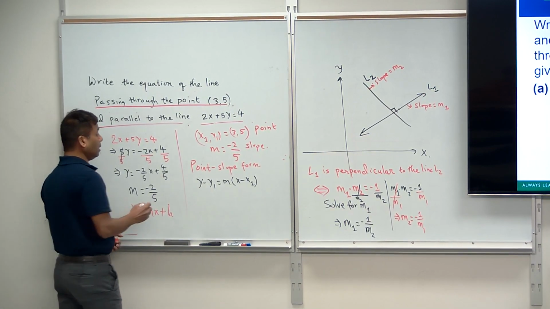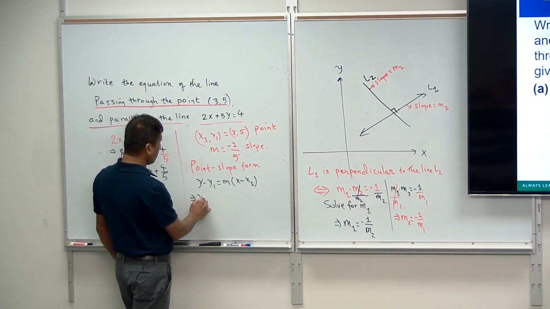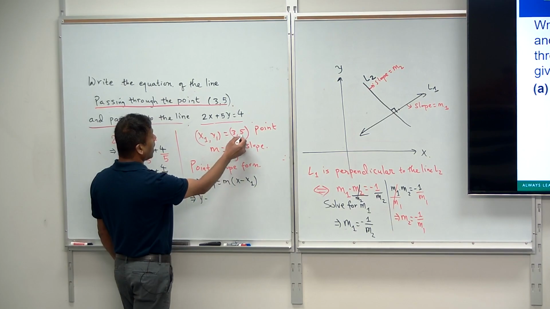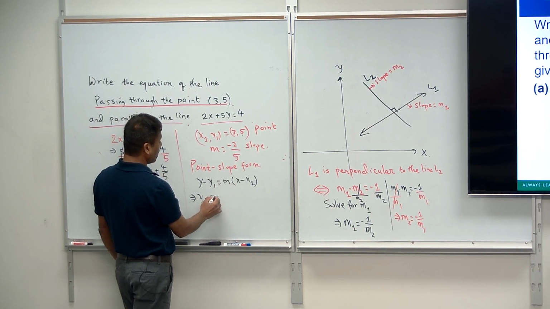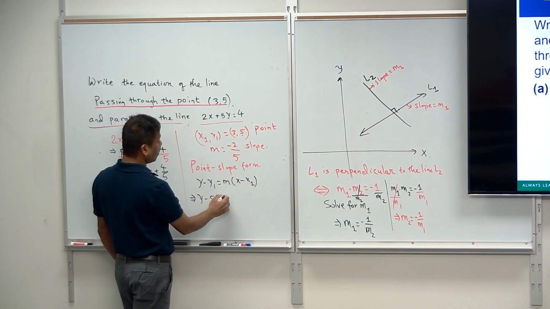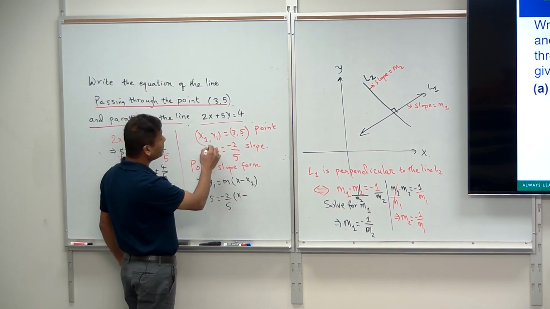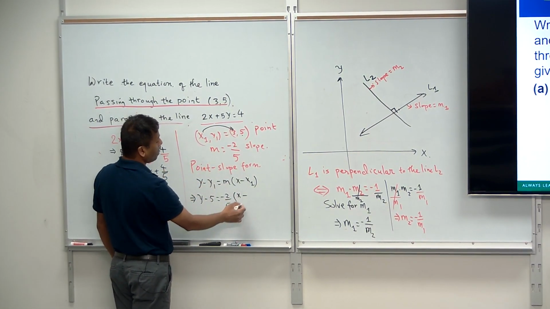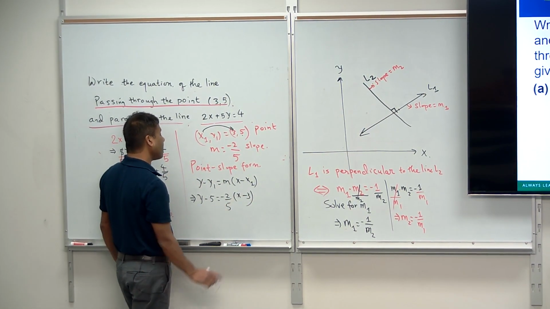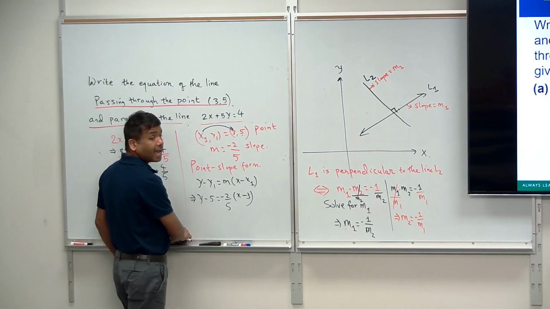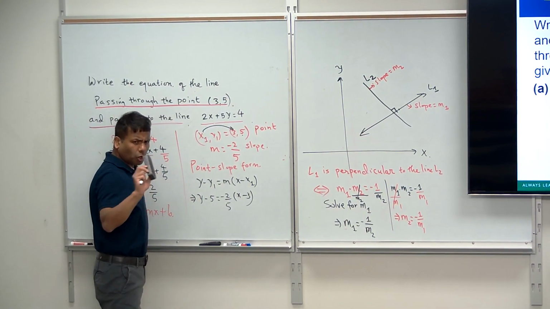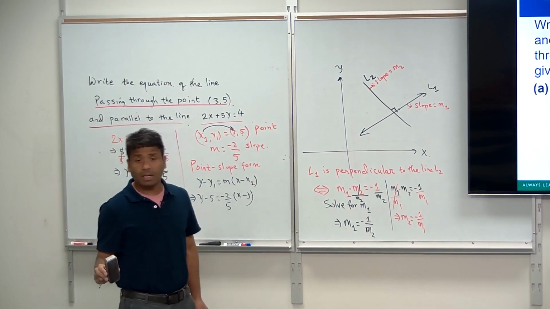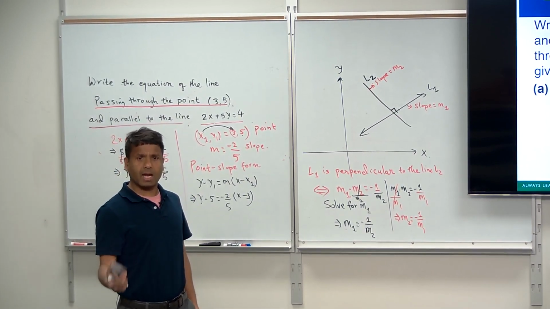So if you look here, that will be y minus, what is the value of y1? 5, equal to slope is negative 2 over 5, and x minus, what is the value of x1? 3. So now you need to find the equation of the line in both slope-intercept form and in standard form.